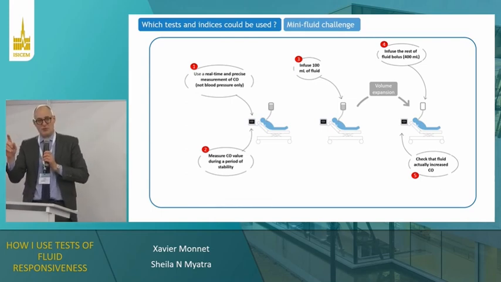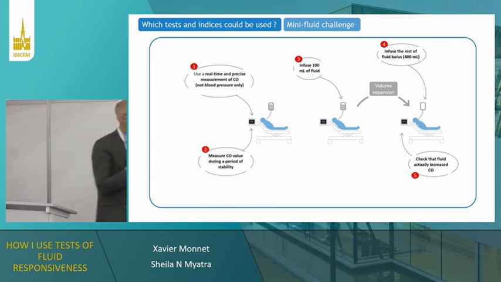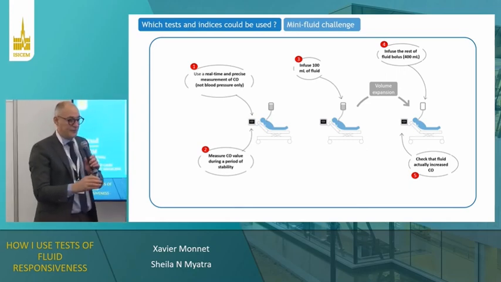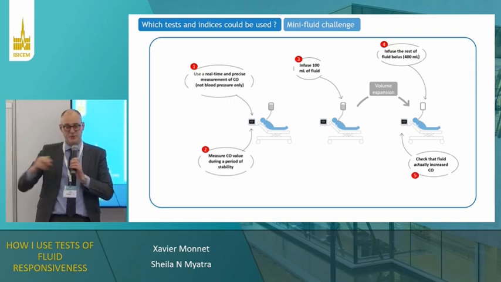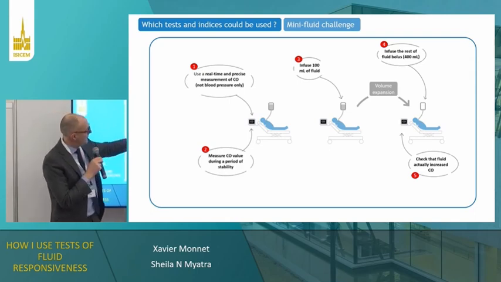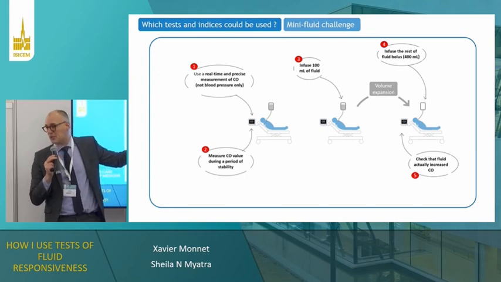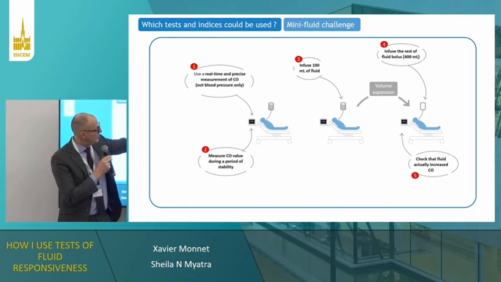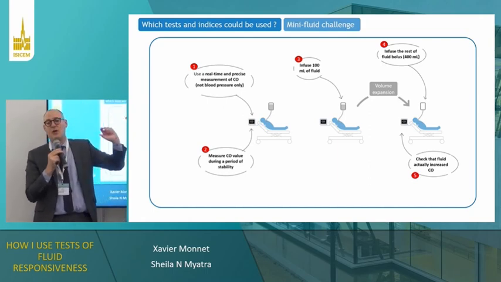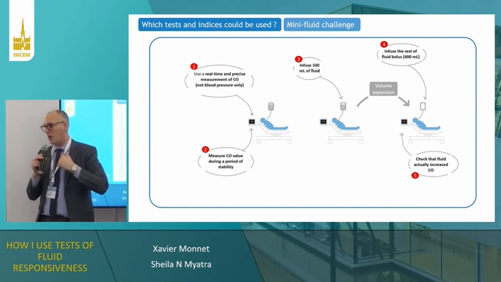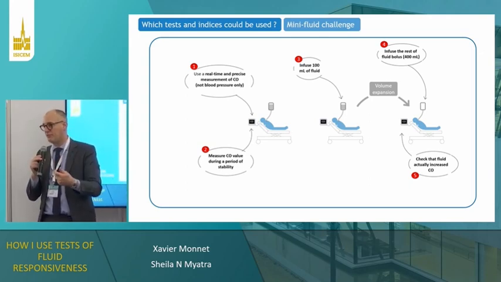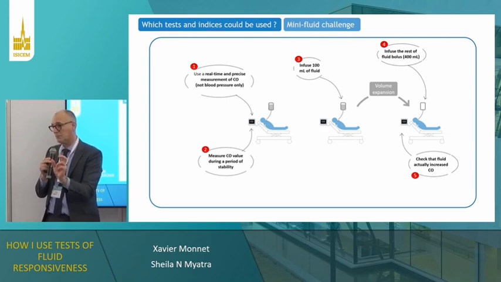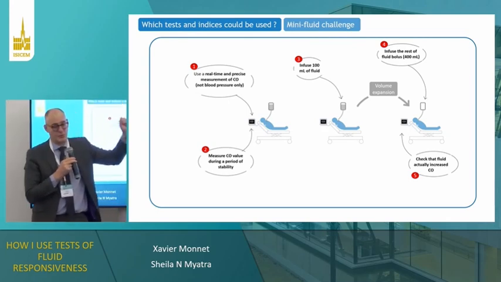So if you do a mini fluid challenge, let's do that very cautiously. You ensure first that cardiac output is stable, for instance, that VTI is stable in this patient. Then you use, of course, a real-time measurement of cardiac output, not thermodilution. You infuse 100 or 150 ml, but very rapidly. And what we do in practice is that we use syringes. 3 syringes of 50 in order to give that in a very short time.